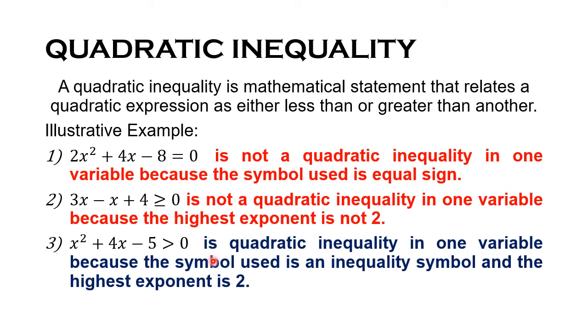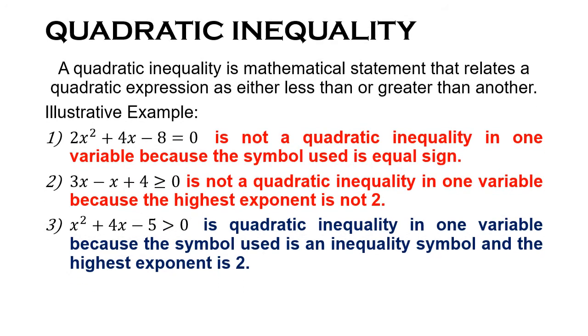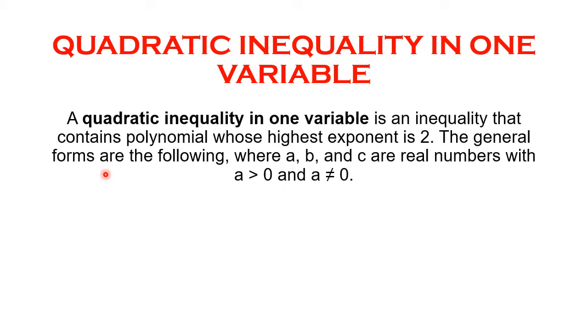Okay? Next, number 3. x squared plus 4x minus 5 is greater than 0. So, it is a quadratic inequality in one variable because the symbol used is an inequality symbol and the highest exponent is 2. Okay, so let's have quadratic inequality in one variable. A quadratic inequality in one variable is an inequality that contains a polynomial whose highest exponent is 2.